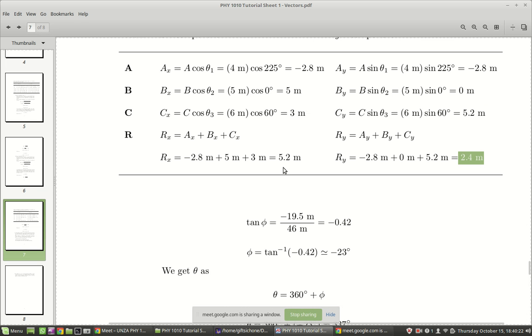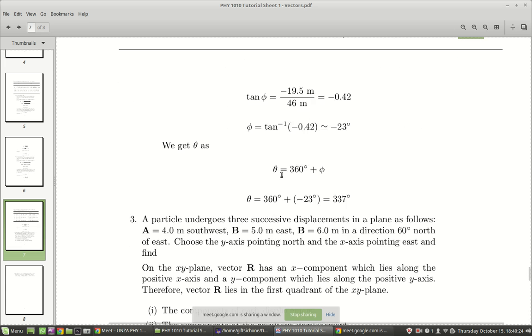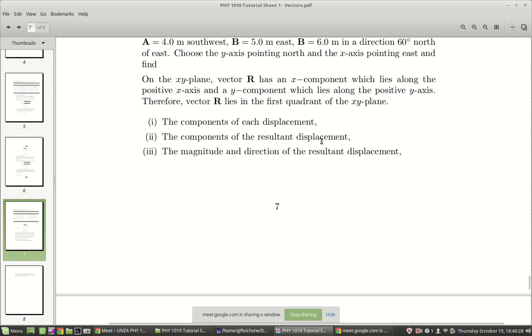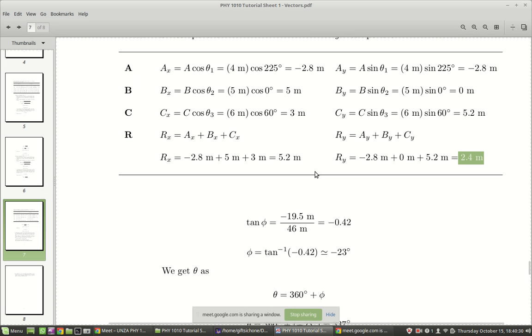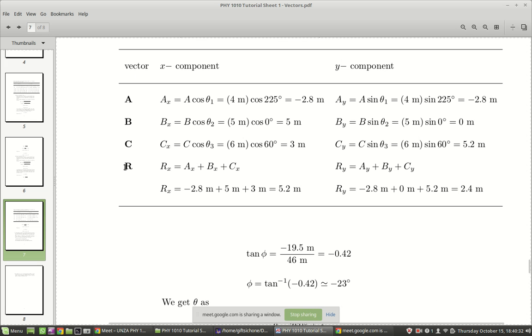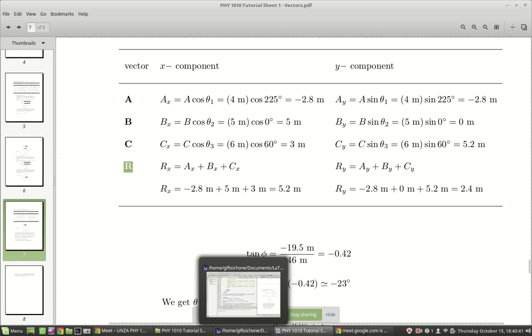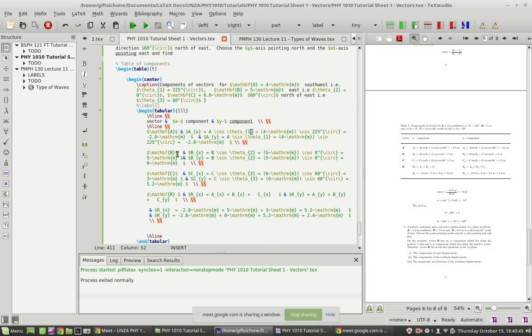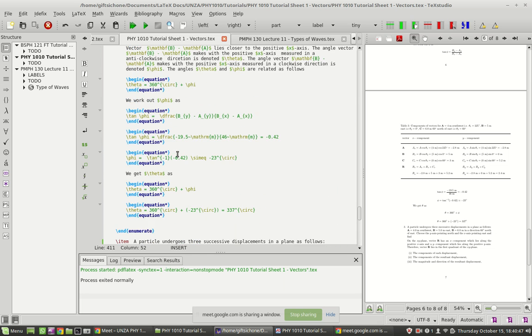So the only thing we really need to work out is the magnitude and direction of the resultant displacement. We need to work out the size of R and the direction of R. Okay, is that clear? Yes. Okay. If people have got questions, they should ask.